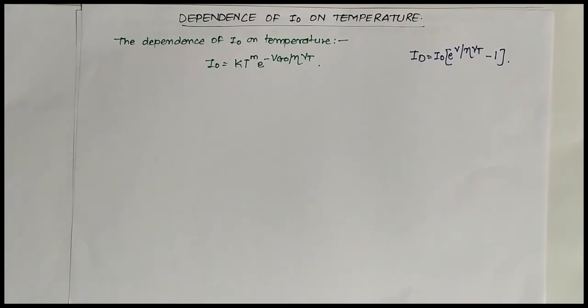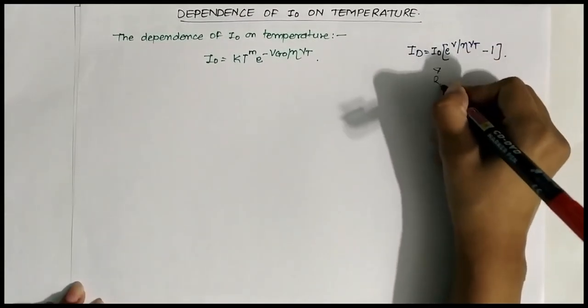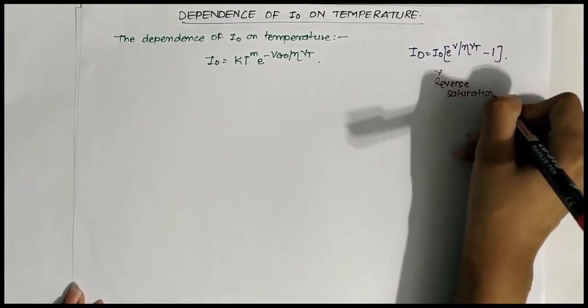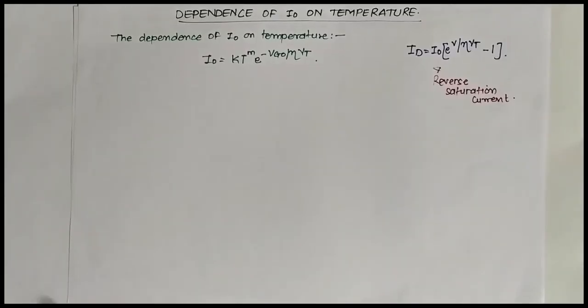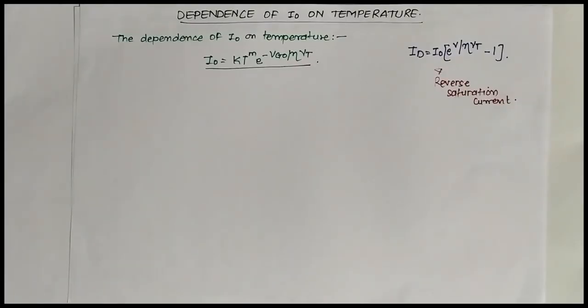I am Dhruvi and today we'll be learning about dependence of I0 on temperature. Now what is I0? That is reverse saturation current. We have studied about this equation in the previous videos, right? So now what happens when it is related with temperature? We have this formula, that is I0 = K T^M e^(-VGO/(eta Vt)). Now we'll see the description of each of the parameters used in the equation.